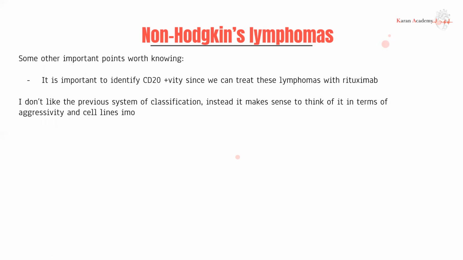What you also need to know is that, as we talked about with our leukemias, we would perform something called flow cytometry to identify cells that are CD20 positive, because we have specific monoclonal antibody therapies that can target these CD20 positive cells, and that's a medication called rituximab. So it's really good to know. I personally, and a lot of people, don't like the Hodgkin's, non-Hodgkin's classification system because it doesn't make much sense. It doesn't guide the aggressiveness or how you treat them.